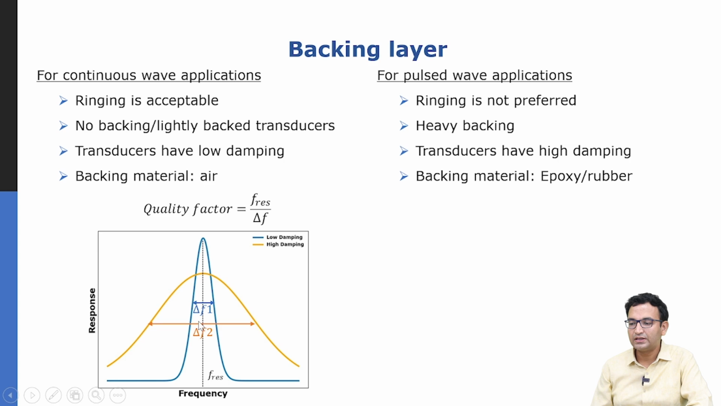But transducers that are being used for imaging, where axial resolution is important, where we would like to have low spatial pulse length, there we would like to have heavily damped transducers as shown in yellow here, and in such transducers we would like to have epoxy or other dense materials as their backing. For therapy transducers where we want a high Q factor, we would like to choose a backing material of air.